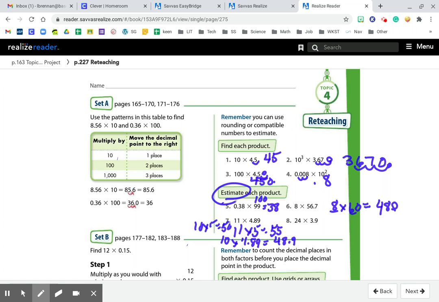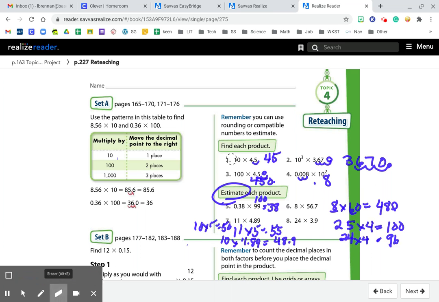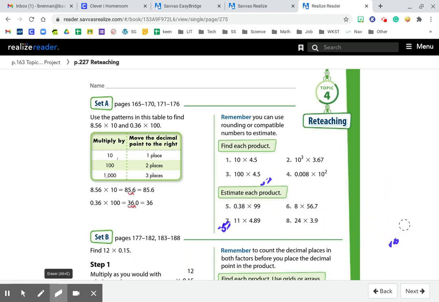And 24 times 3 to the ninth power, you could do 25 times 4 equals 100. You could do 24 times 4 if you know what that equals, 96. As long as you get close to the actual answer. We're estimating to get close to the answer. All right. Moving on.